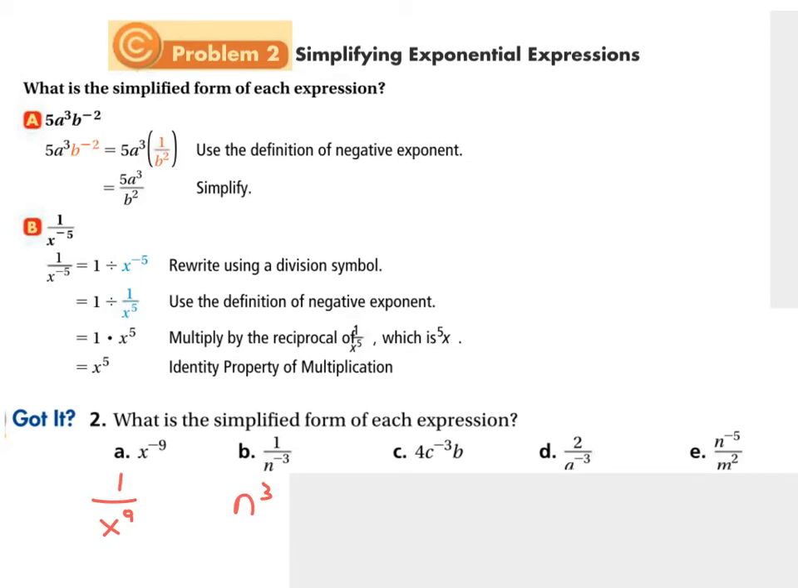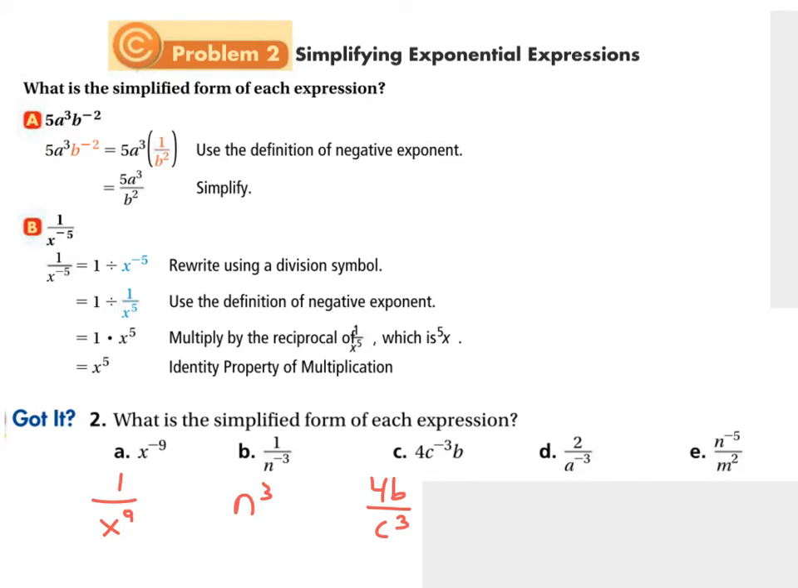Okay. For c, 4b to the negative 3, there's no parentheses here, so the only thing that negative 3rd power is on as a base is the c. So the c will move to the bottom as c to the positive 3rd, and the 4 and the b will stay on top. So you've got 4b over c to the 3rd.